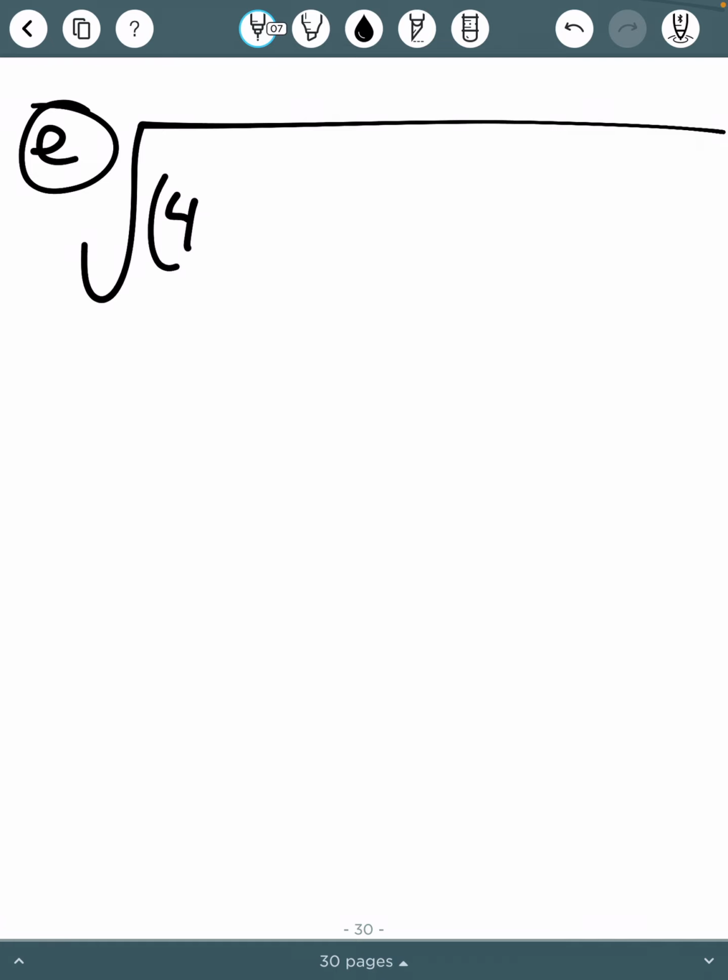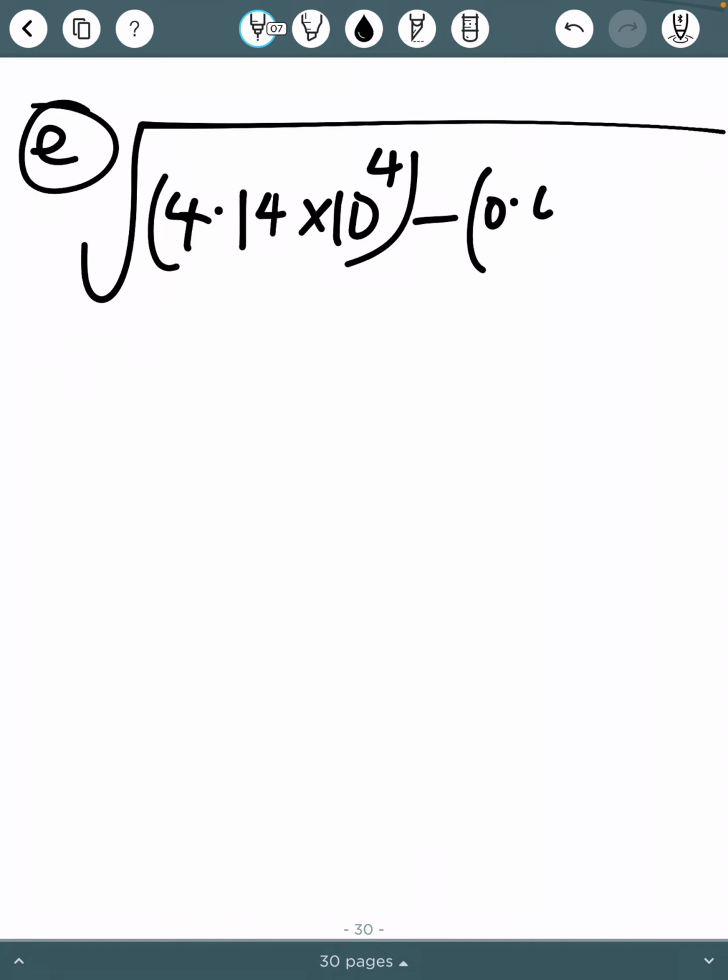Let's go to question 4e. Question 4e says I should find the square root of 4.14 times 10 raised to power 4 minus 0.00014 times 10 raised to power 7.